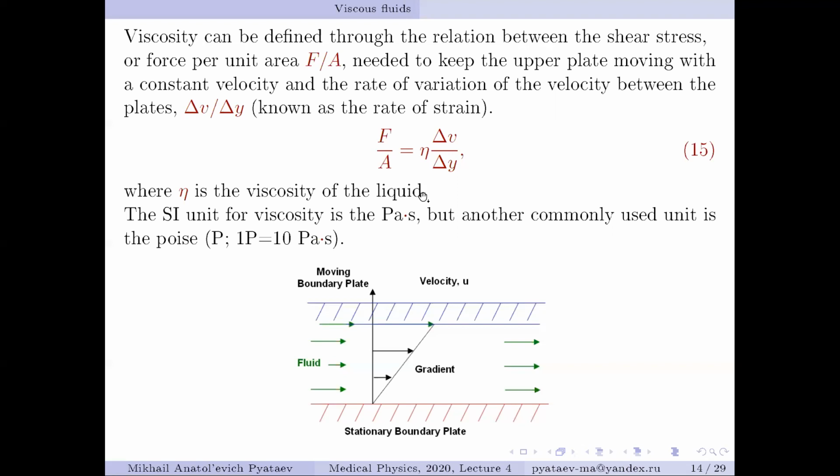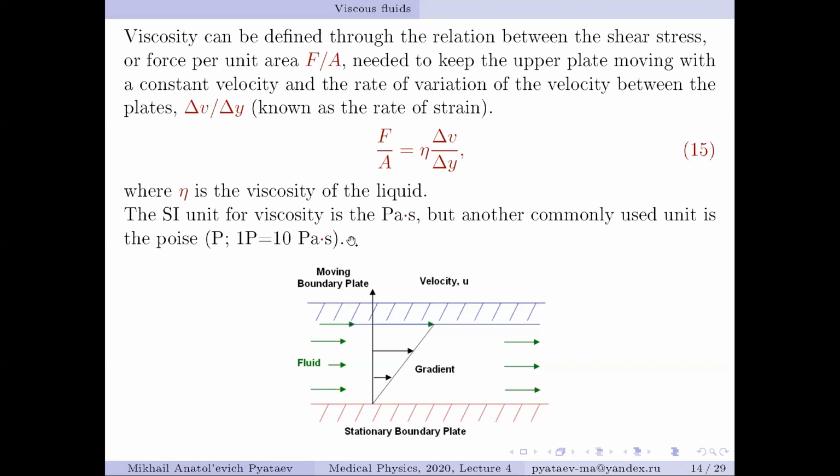And this is important from the point of view of medicine, because blood is a viscous liquid and it flows through the vessels in big volumes. Blood flow is a very important process, and we should understand some things related to it. That's why it is sometimes necessary to measure the viscosity of blood. It is one of the parameters analyzed during medical tests of blood.